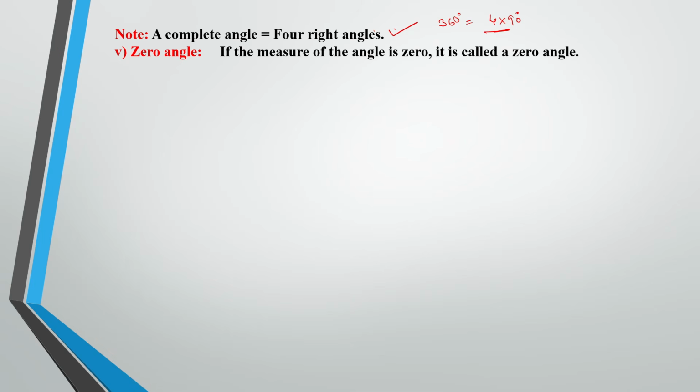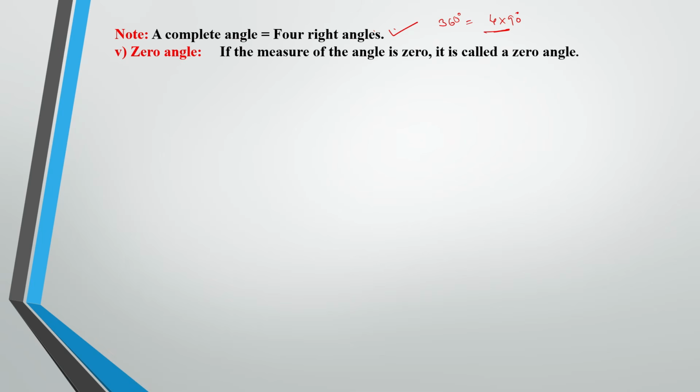Let us revise all of this. First one is the acute angle. An angle whose measure is less than 90 and greater than 0 degrees is known as an acute angle. Second is the right angle, an angle whose measure is exactly 90 degrees. Third is the obtuse angle, whose measure is more than 90 and less than 180. Fourth, the straight angle, exactly 180 degrees. Fifth, the reflex angle, whose measure is more than 180 and less than 360.